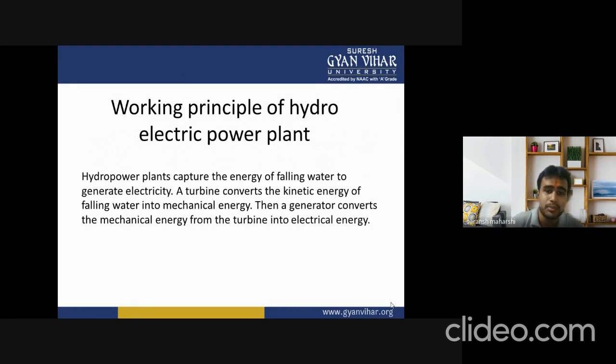Hydroelectric plants capture the energy of falling water to generate electricity. A turbine converts the kinetic energy of falling water into mechanical energy. Then a generator converts the mechanical energy from the turbine into electrical energy.